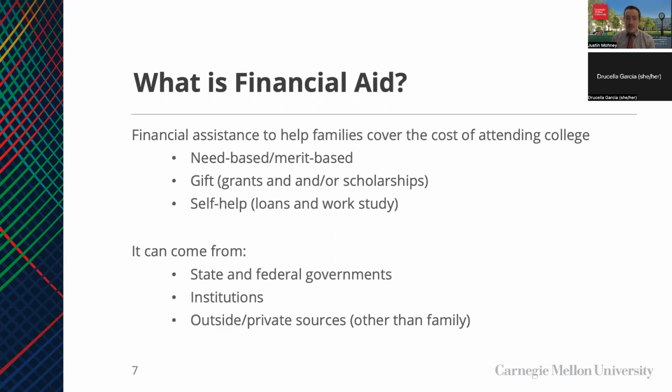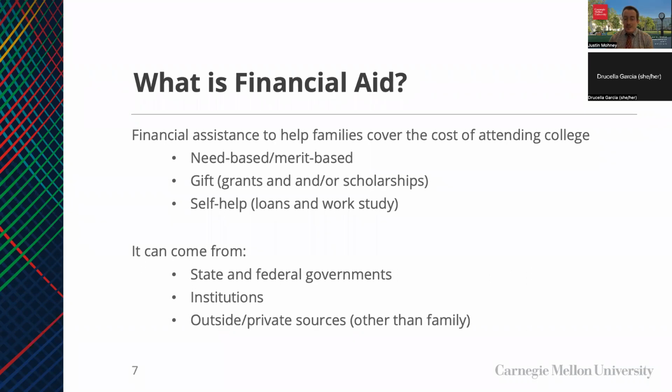And then third, they may receive some sort of self-help. Self-help aid includes loans or work study awards. This is the type of aid that you either do have to pay back over time, or that you will have to complete a job and receive a paycheck for, respectively, in those two types of assistance. But note that a financial aid offer, a financial aid award, can include a combination of both gift and self-help aid at most institutions. And sources for financial aid do vary.